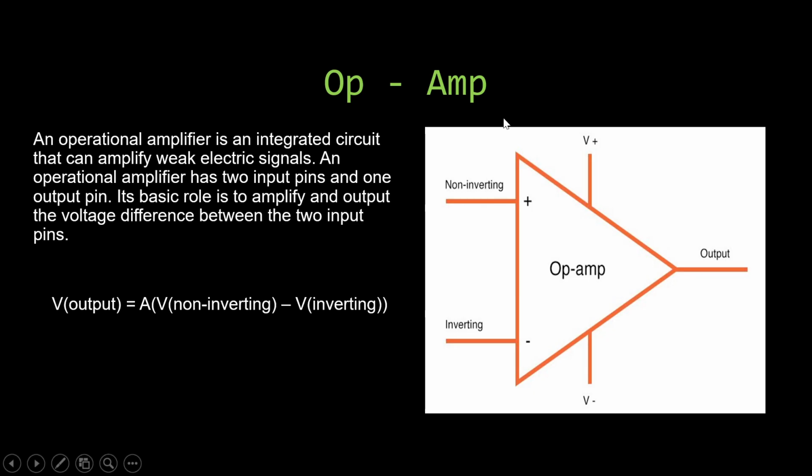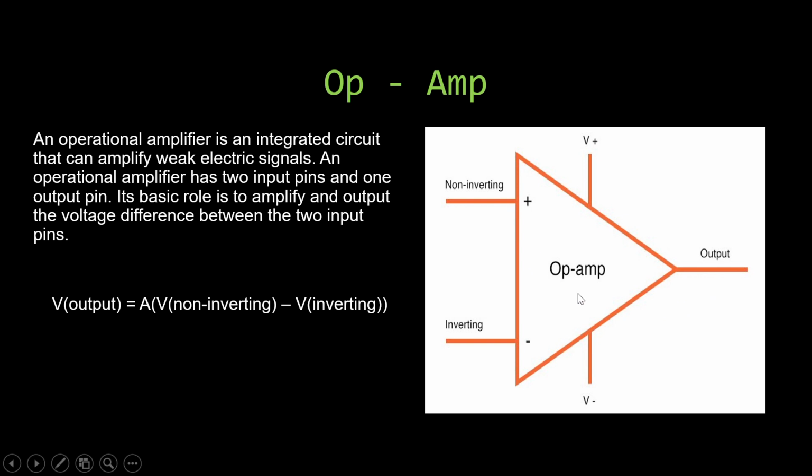Op-amps. The operational amplifier, or an op-amp, is an integrated circuit that can amplify weak electric signals. An operational amplifier has two input pins and one output pin. The basic role is to amplify the voltage difference between the two input pins. As you can see in the figure, this is an op-amp, and this is a non-inverting pin, and this is the inverting pin, and this is the output.